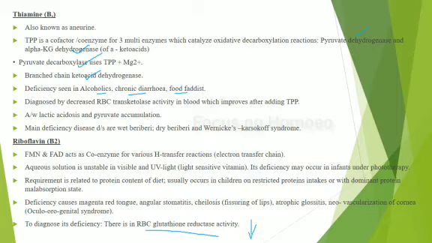Its requirement is related to the protein content of the diet, and its deficiency is related to RBC glutathione reductase activity. So it can be diagnosed by decrease in RBC glutathione reductase activity.